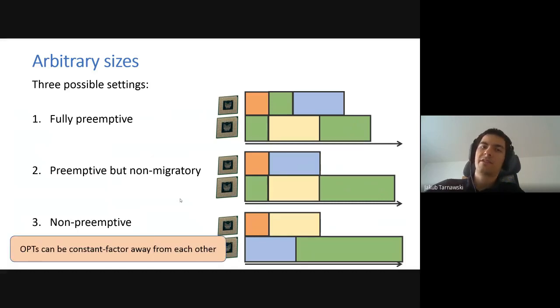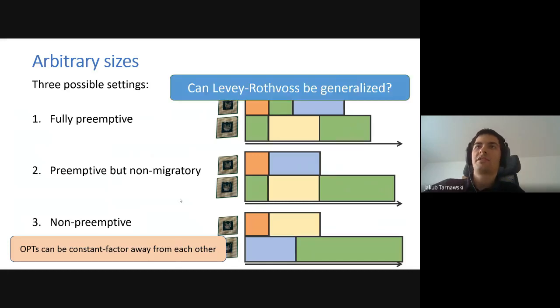And in fact, the optimum makespans for these can be a constant factor away from each other. So you cannot hope to have a black box reduction that only loses a factor 1 plus epsilon. Okay, so it seems like we need different solutions for this. And the question is, can Levey-Rothvoss's approach be generalized to these settings?